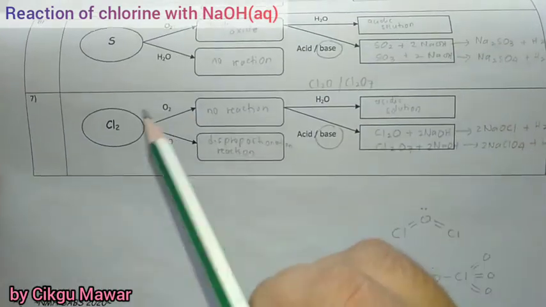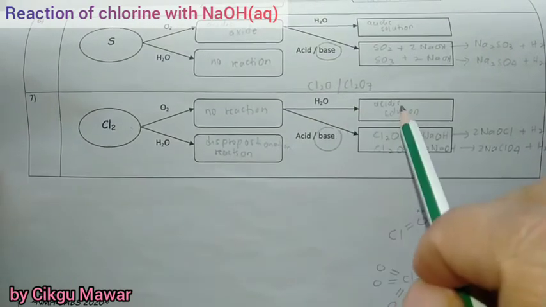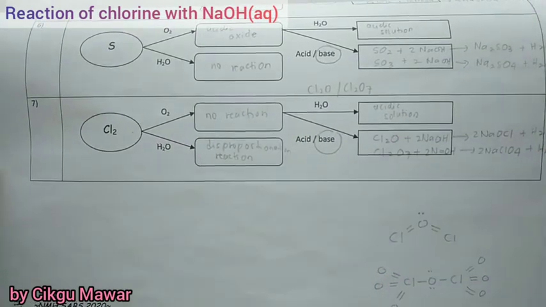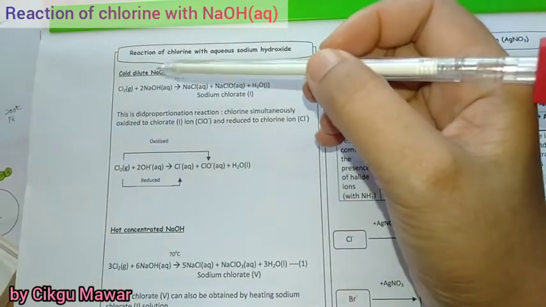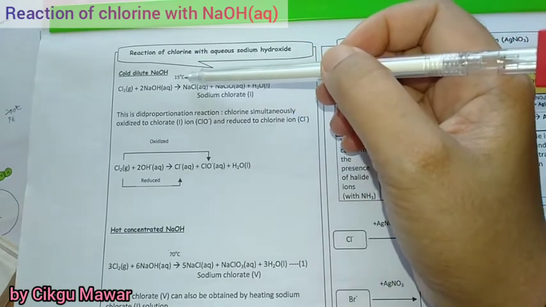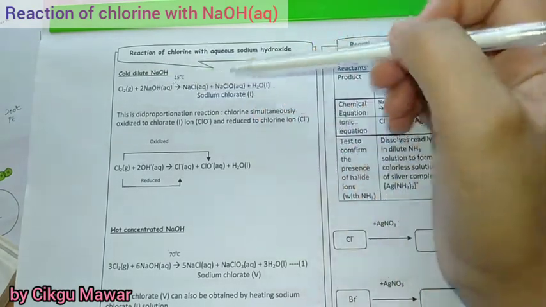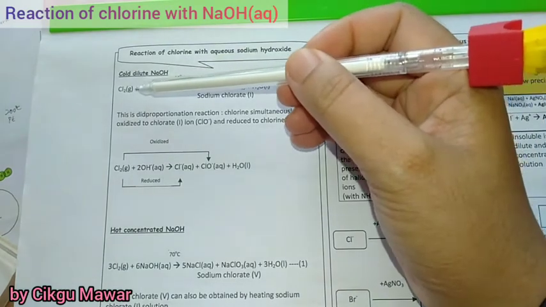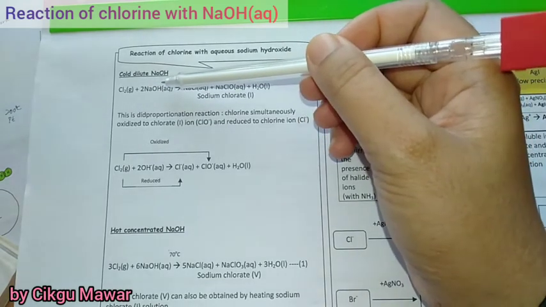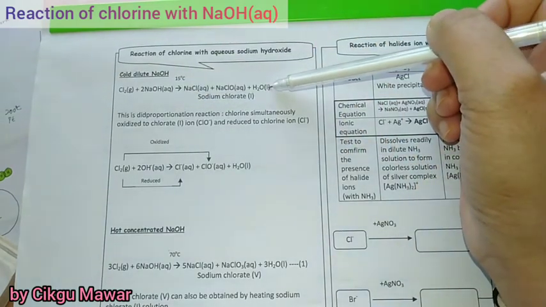We have learned that when chlorine gas is dissolved in water, it will form an acidic solution. So when chlorine gas reacts with sodium hydroxide at 15 degrees Celsius, which is a cold condition, the first thing is it will form water, because chlorine gas is acidic when it dissolves in aqueous solution. So in aqueous sodium hydroxide, the neutralization process occurs. The first product is H2O liquid.